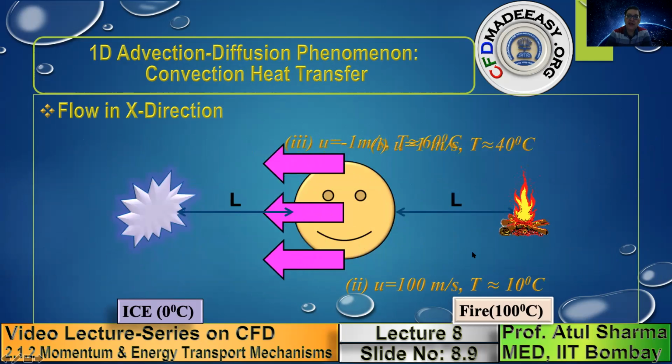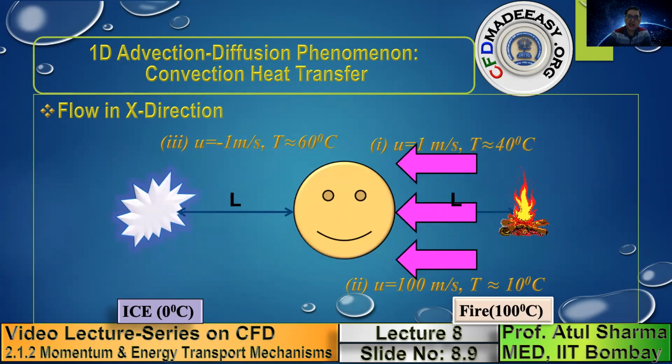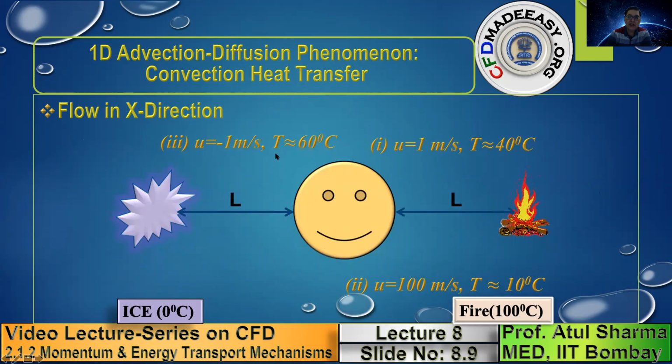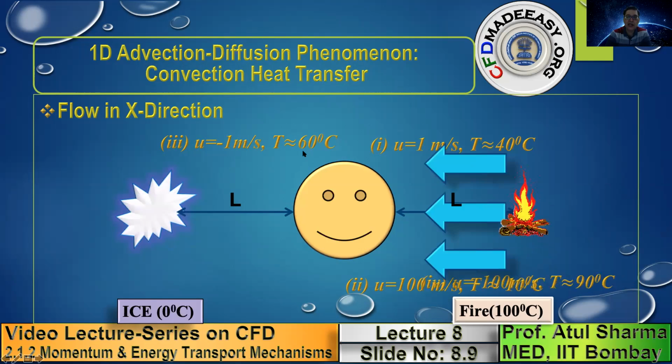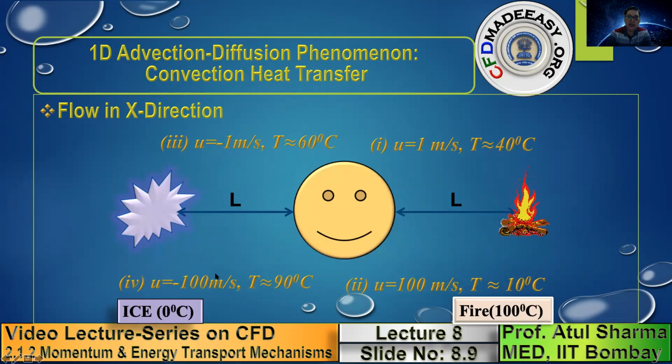Vice versa, if the flow is from the negative x direction, that is from the fire side, and it's 1 meter per second, then you start feeling more hot, and you can experience a temperature close to 60 degrees centigrade. If it is, let us say, 100 meter per second from the fire side, you can experience a temperature as large as 90 degrees centigrade. So in reality, this convection is a combination of random motion of the molecule driven diffusion and the mass flow rate driven advection phenomenon.